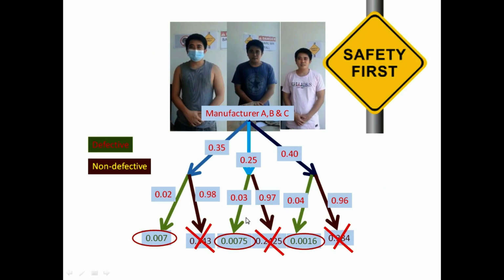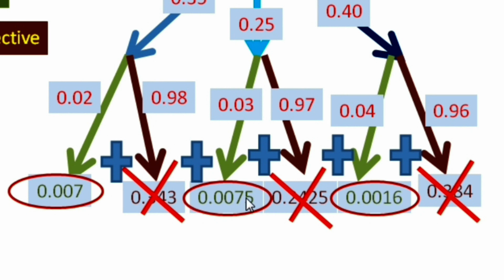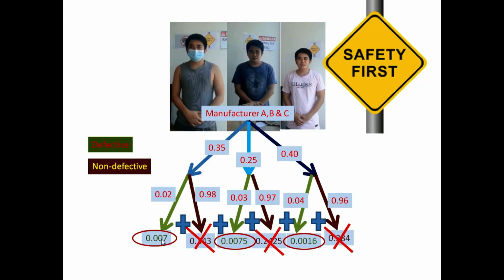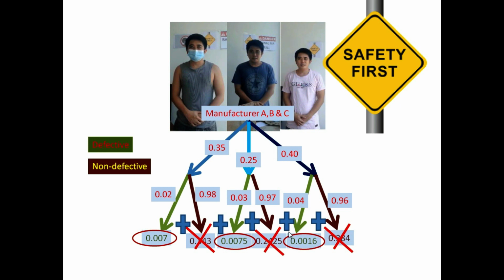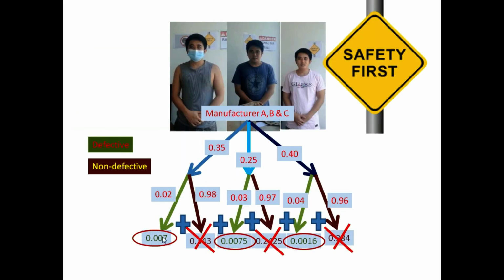So the word "or" in probability usually means just add. It's a plus. So 0.007 or, so plus 0.0075. Then 0.016, or, so there's an "or" here, which is also a plus. So either it is a defective product from A, or a defective product from B, or, so this plus here is "or," a defective product from C. Okay? So you just add them all.